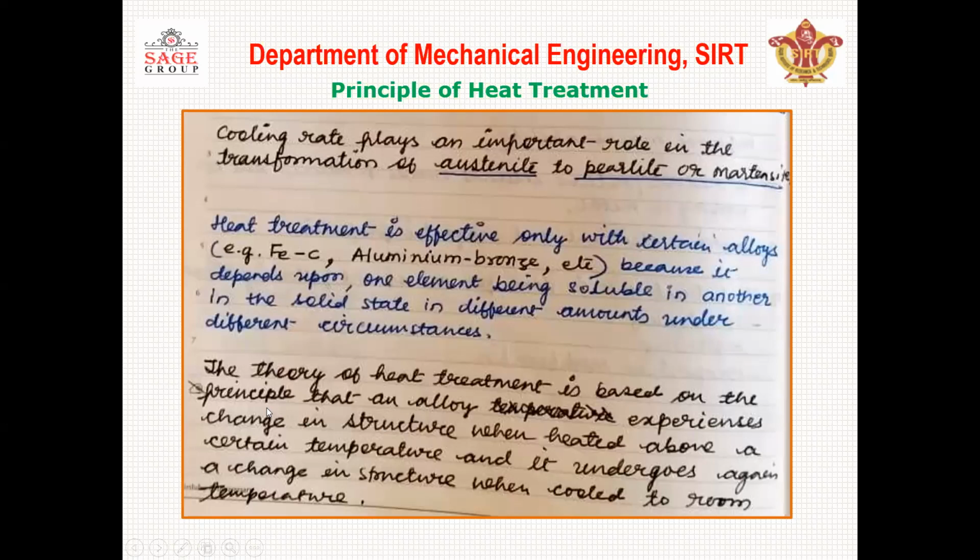So the theory of heat treatment is based on the principle that an alloy experiences a change in structure when heated above a certain temperature, and it undergoes a change in structure again when cooled to room temperature. So the principle is this: an alloy experiences changes in structure when it is heated above a certain temperature, and it undergoes change in structure again when it is cooled to room temperature.